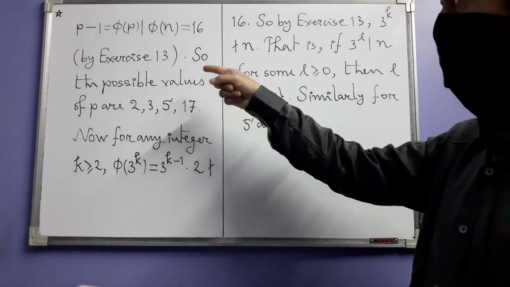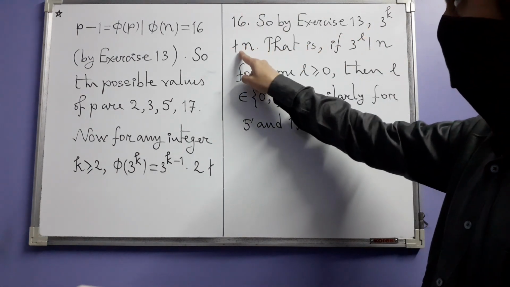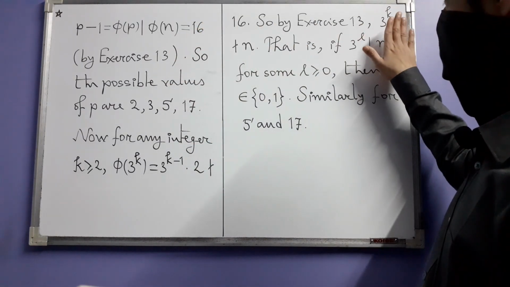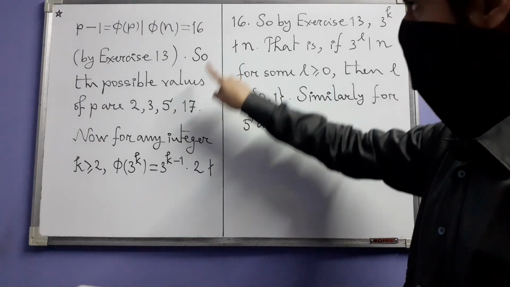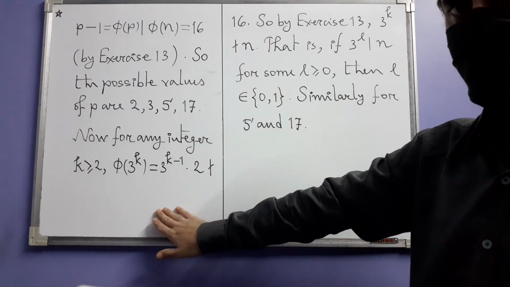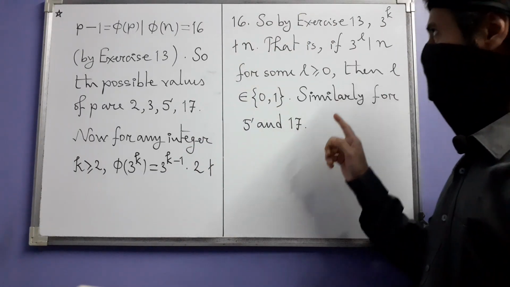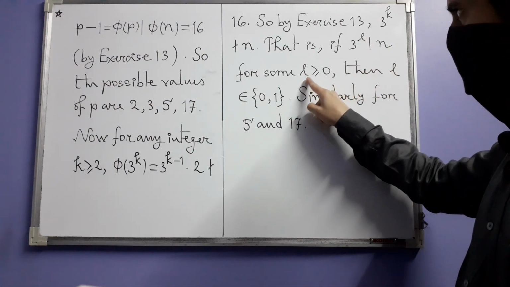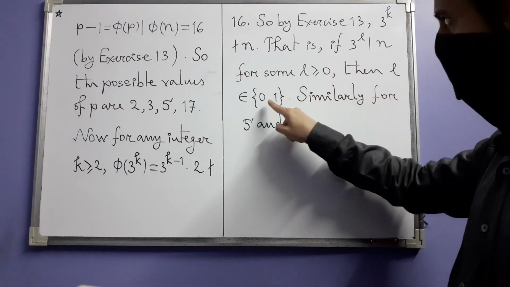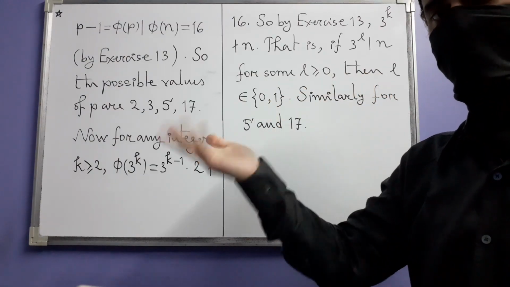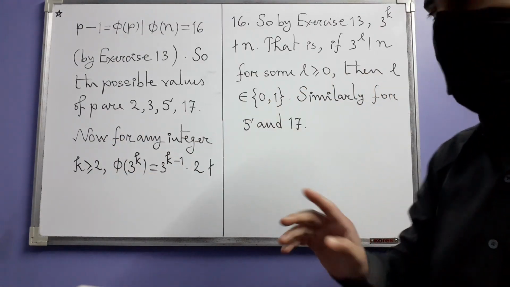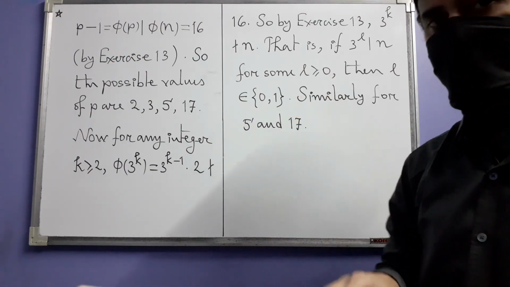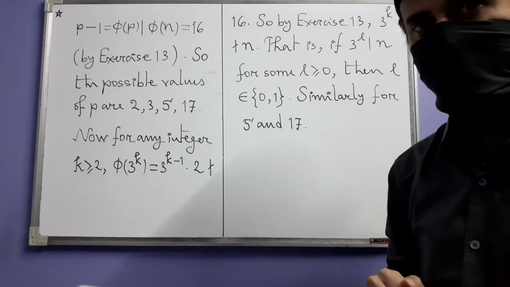So by exercise 13, 3 to the power k cannot divide n, because what that exercise says is that if this divides this, then this has to divide this, but this is not possible. And that is why if 3 to the power l divides n for some non-negative integer l, then l can be either 0 or 1. Not more than that, not like k. Similarly for the primes 5 and 17, the same conclusion can also be drawn for these primes.